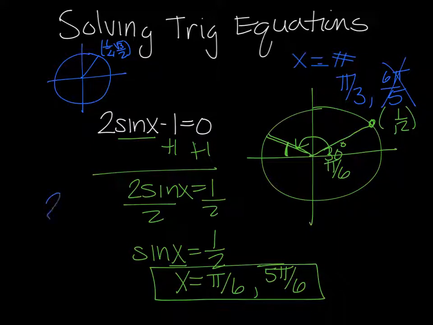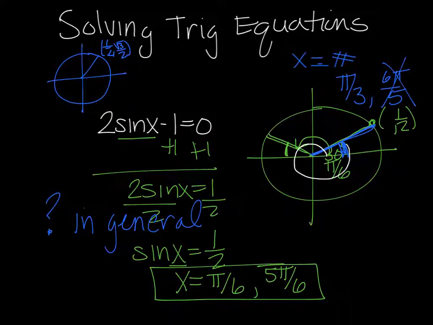Okay, if the question says in general, what it's saying is, well, yeah, pi over 6 is one of your answers. This little angle right here is one of your answers. But so is, if I go all the way around and back to that one, that's also one of my answers. What if I go around twice and back to that one? Or around 3 times and back to that one? I've got all kinds of answers here.